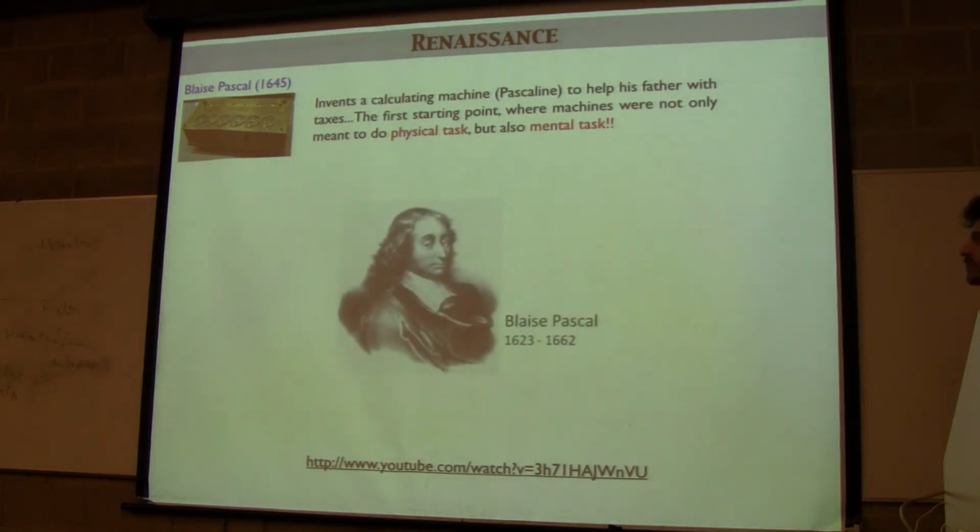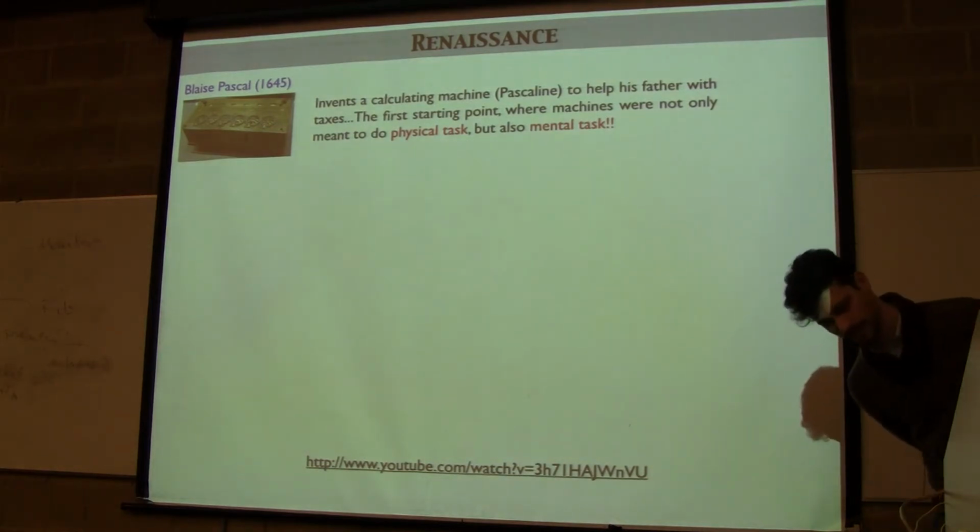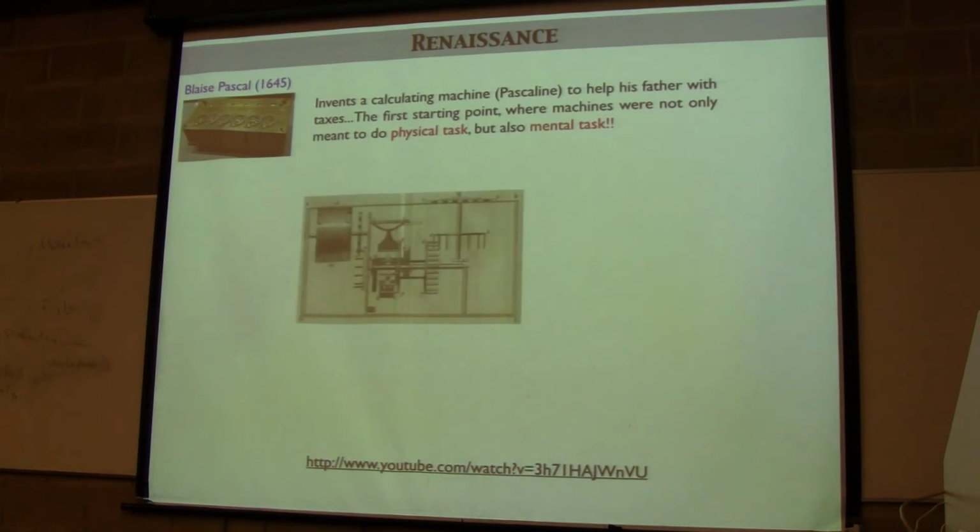The French mathematician Blaise Pascal invented a calculator machine called the Pascaline in the early 1640s. More than 50 prototypes were created with 580 designs.